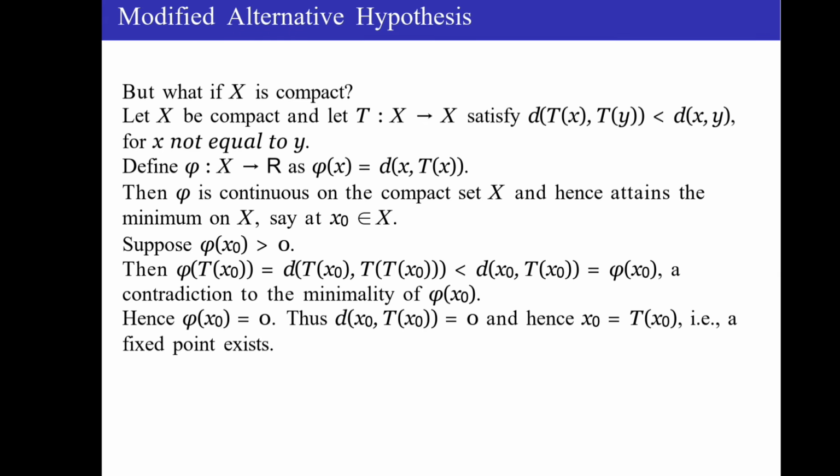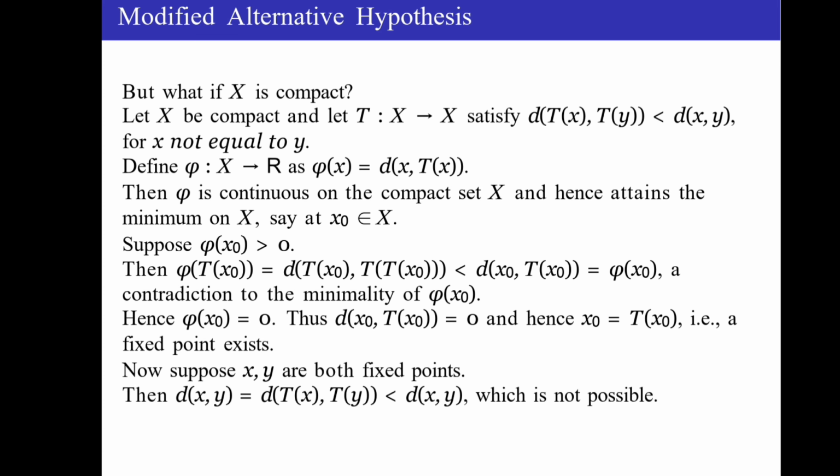Now we also have to prove that it is unique. So for that take 2 points, let both of them, x and y, be fixed points. Then we will have that the distance between x and y will be equal to the distance between t of x and t of y, which will be strictly less than the distance between x and y. Why is this happening? The distance between x and y is equal to the distance between t of x and t of y, from the definition of fixed point. Now this is strictly less than the distance between x and y, from the condition that it is satisfying. But then we are getting the distance between x and y is strictly less than the distance between x and y, which is not possible. Hence the fixed point has to be unique.